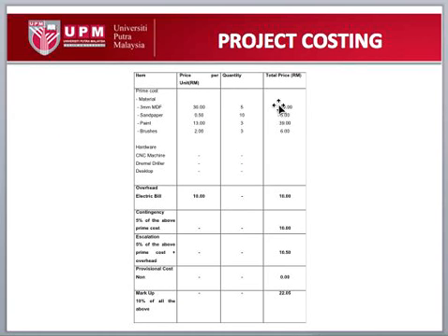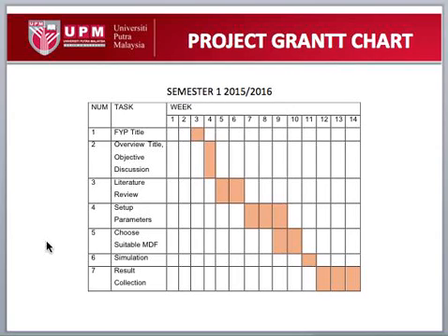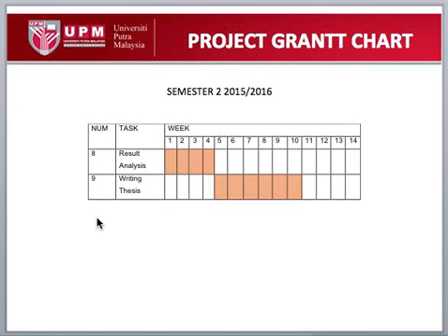So this is my project costing. The total will be around 222.55 ringgit, and this is my project Gantt chart. And this is for semester 2.